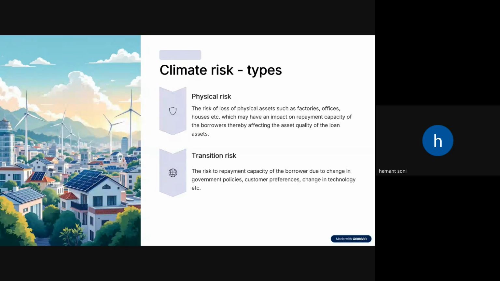So we have mandated some sort of data capturing by the banks of the nature of industry that they are giving loan to, and all those details are being covered.